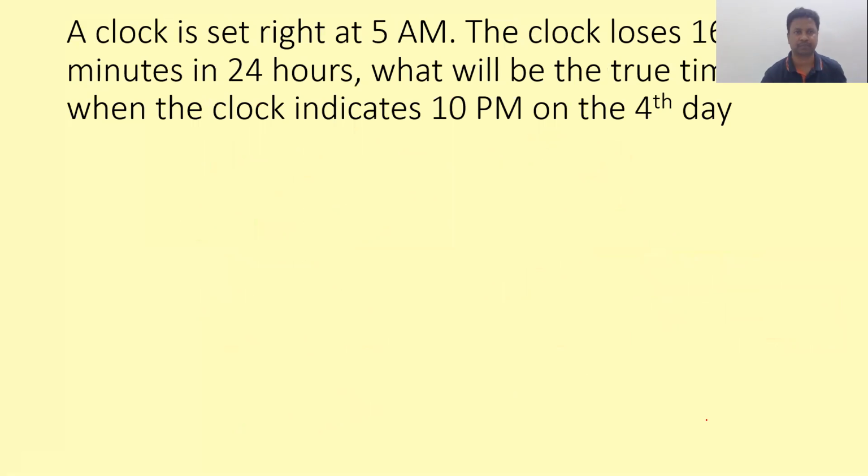We'll do one more question. See this: the clock is set right at 5 a.m. The clock loses 60 minutes every 24 hours. It is a slow running watch, losing 60 minutes for every one day. What will be the true time when the clock indicates 10 p.m. on the fourth day? For example, today is 5 a.m., first day, next day 5 a.m., third day 5 a.m., fourth day 5 a.m., and they're asking up to 10 p.m.